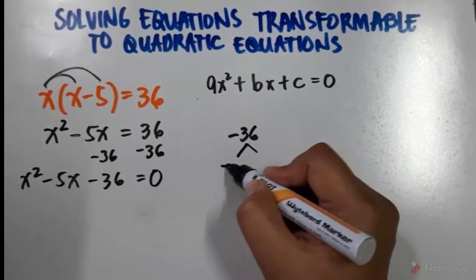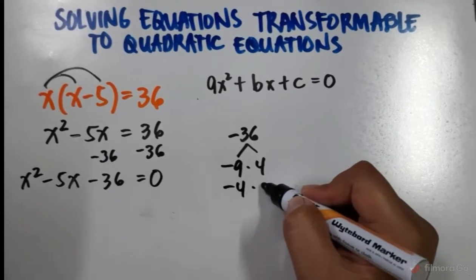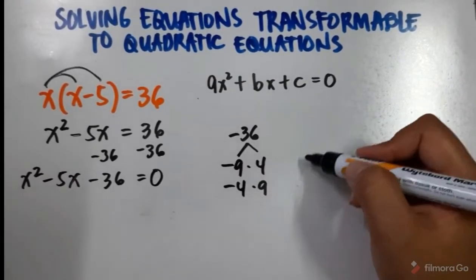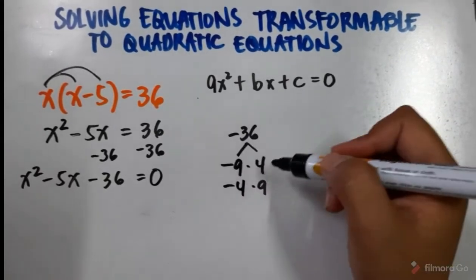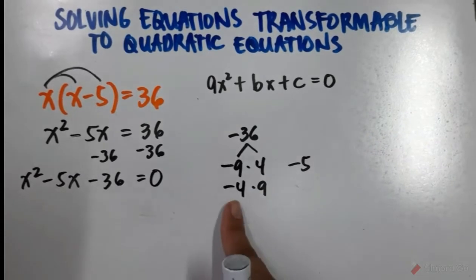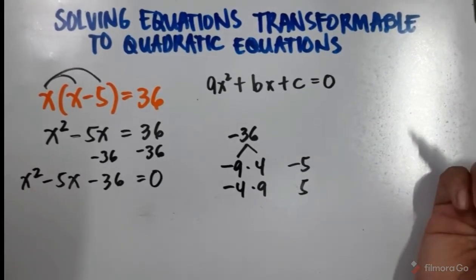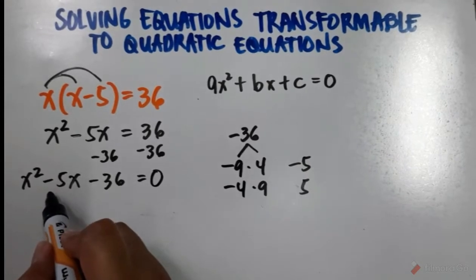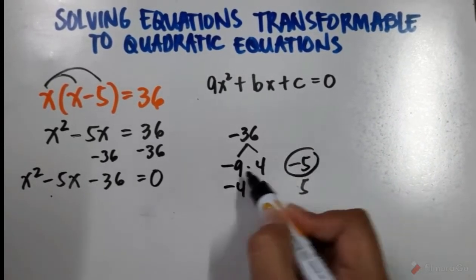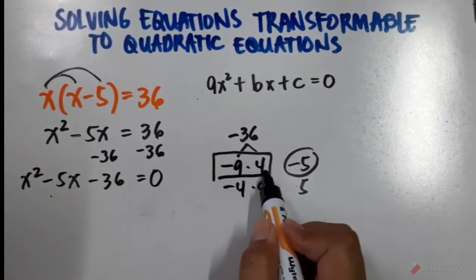Let's have the factors of negative 36. It can be negative 9 times 4 or negative 4 times 9. Then we get the sum of these two. Negative 9 plus 4 is negative 5. Negative 4 plus 9 is positive 5. Now, our middle term, or our second term, is negative 5. So the factors that we're looking for are negative 9 and positive 4.